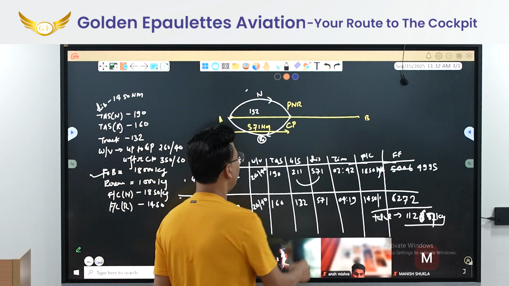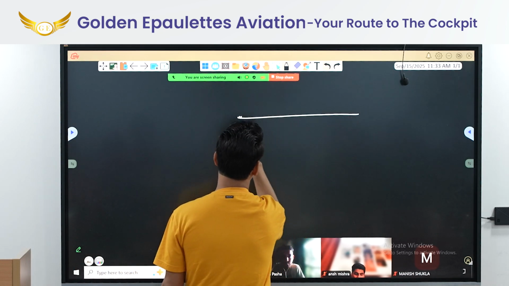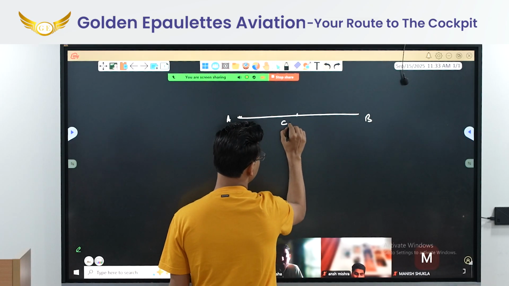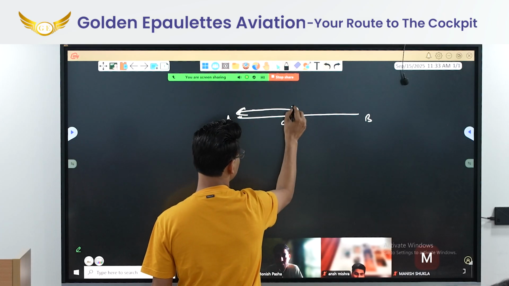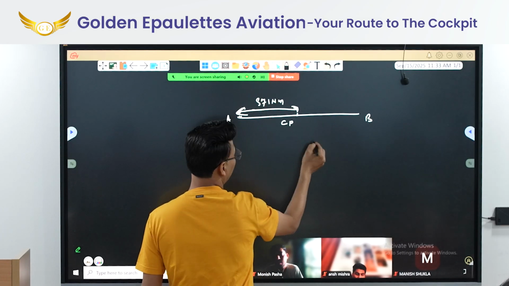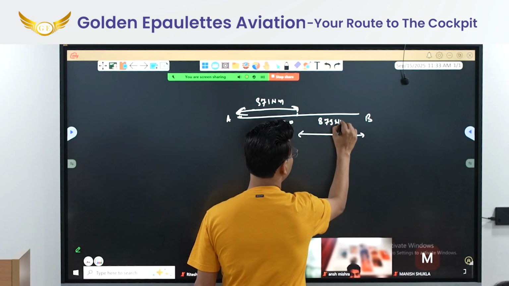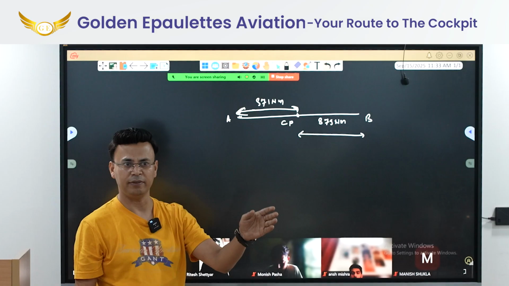Now everything is simple. Now we realize our PNR is of course after CP. This is the CP point. The distance up to CP was 571 nautical miles. What is the remaining distance? 879 nautical miles. So now we have figured out our PNR is definitely after CP.